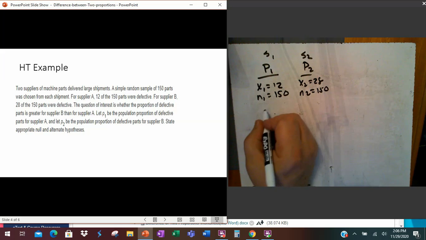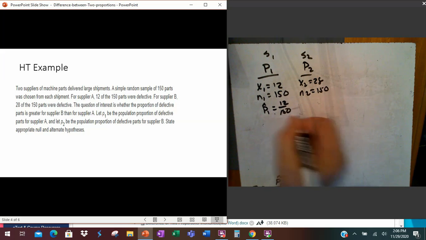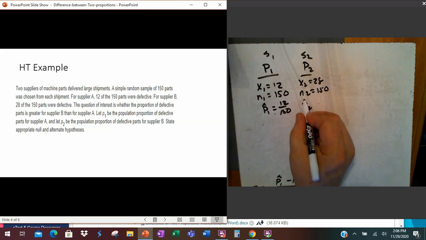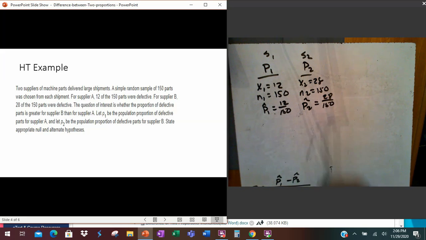So our proportion P1 hat is 12 over 150. P2 hat is 28 over 150. Both of these are bigger than 10, so we're good. It meets our criteria. And now let's start setting up our hypothesis test for that.